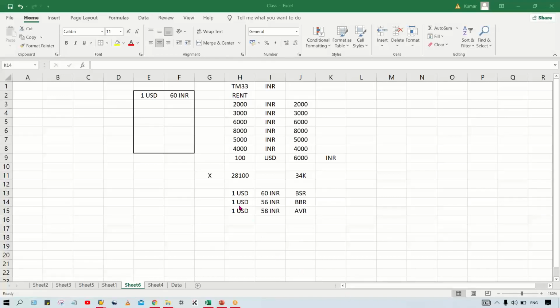What you have to tell me is which rate we have to maintain, 60 or 56 or 58? You're talking about this one, right? Yes, sir. Any other logic from anybody? Mahesh, want to say something? Anybody? Yes, sir. The bank selling rate only.